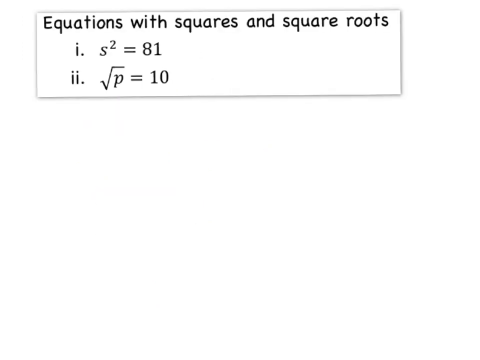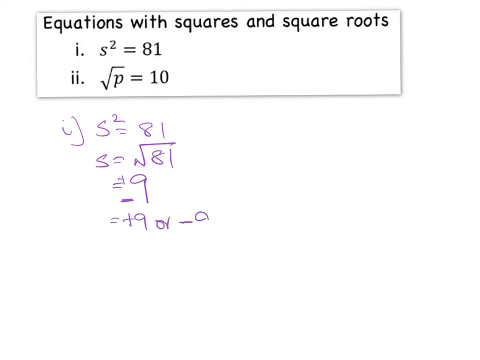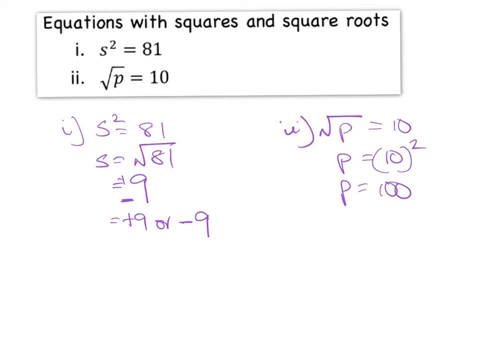Equations with squares and square roots. So part 1, if s squared is equal to 81, then to find s we're going to square root 81 and we'll get 9. Either a positive 9 or a negative 9. Part 2, the square root of p is equal to 10. To figure out what p is, we're going to square the 10. So p would be 100.